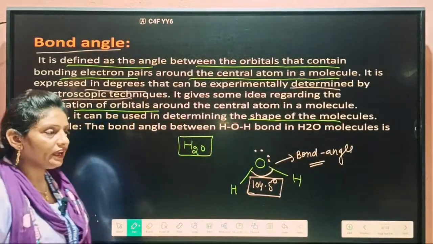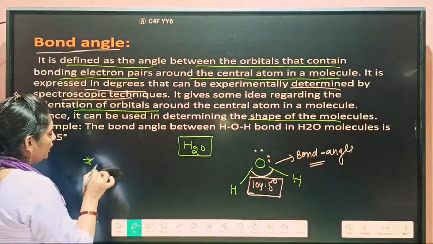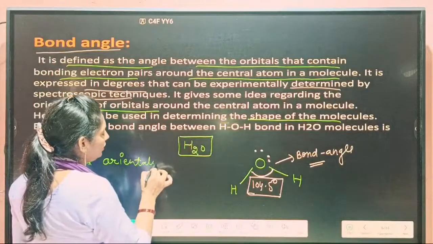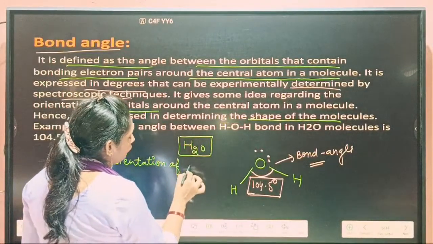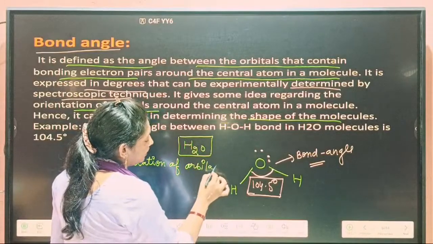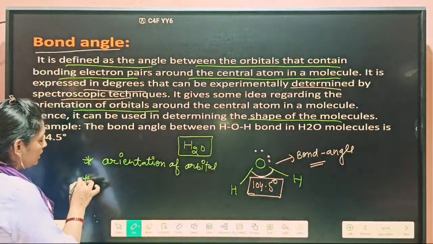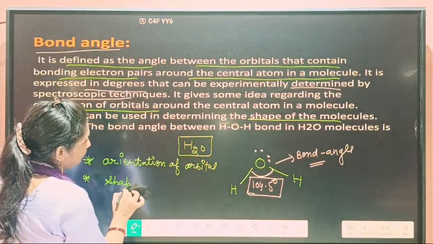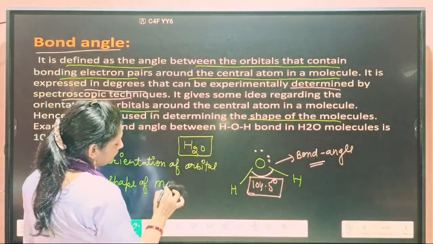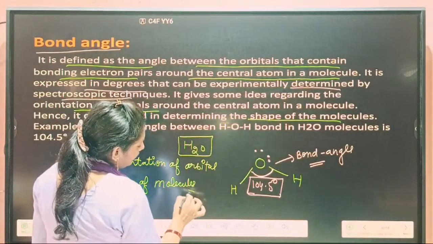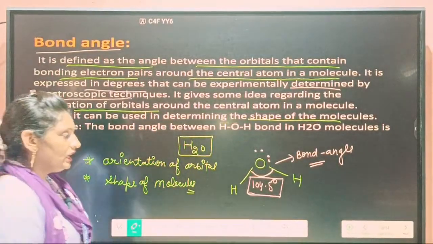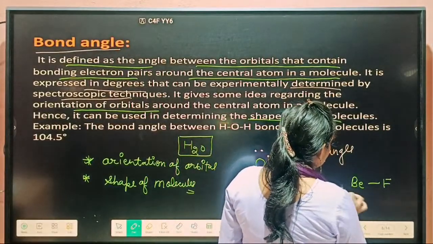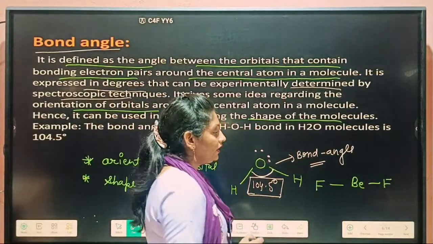By knowing the angle, we can have an idea about the orientation of orbitals and about the shape of the molecules. For example, students, if I have CO2, if I have BeF2, here the angle is 180.